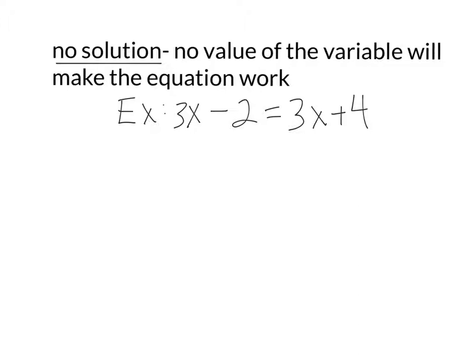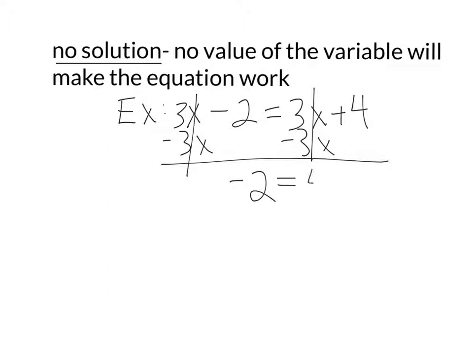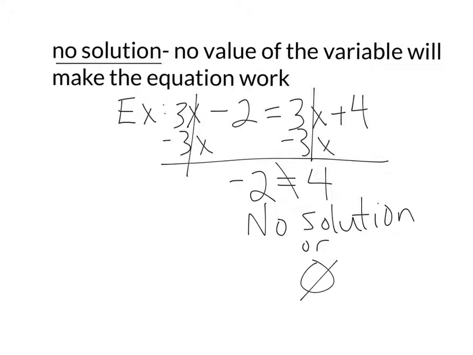Again, our next step would be to get the variable on one side. Once again, if I subtract 3x on both sides of the equation, those will cancel on both sides. So we'll be left with negative 2 equals 4. Negative 2 is not equal to 4, and so that means we have no solution. Sometimes instead of writing no solution, you might see what looks like a 0 with a line through it. And that's another way of saying no solution.